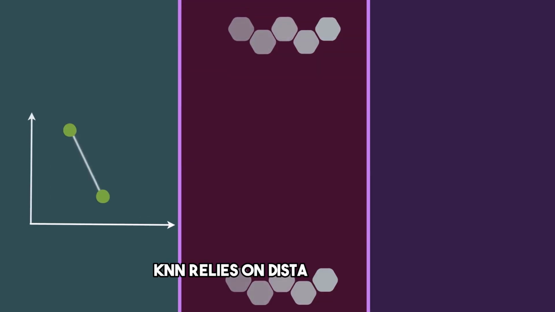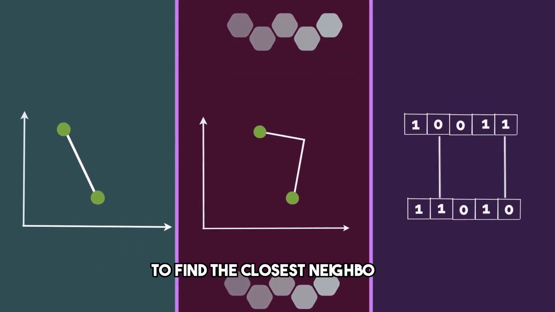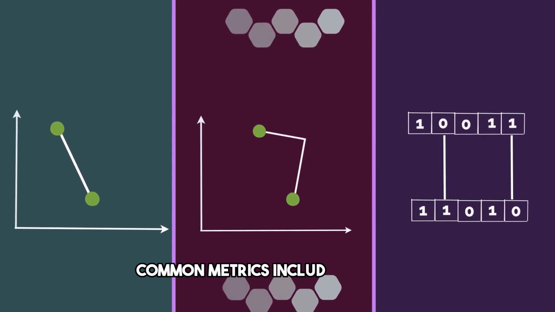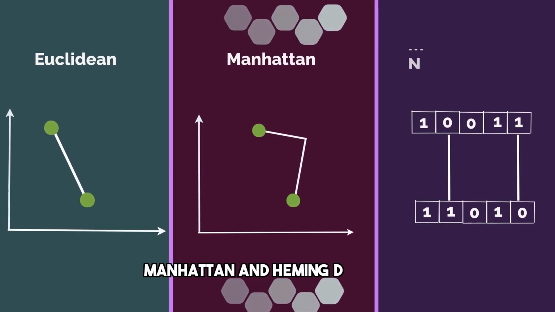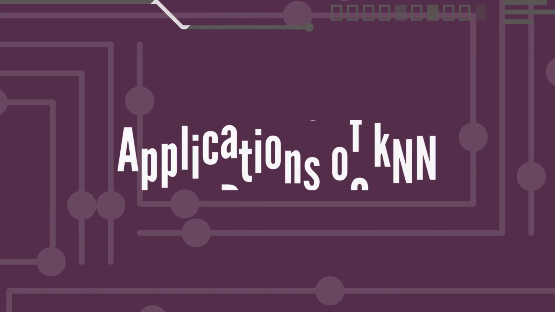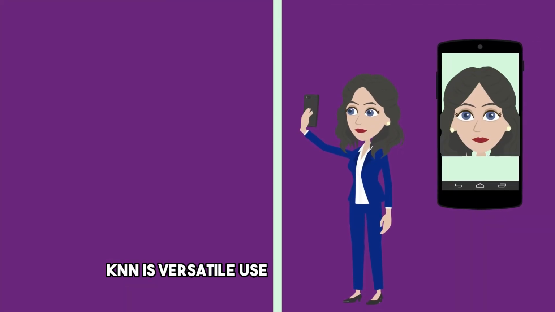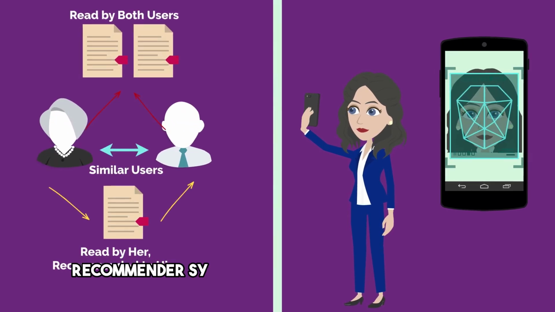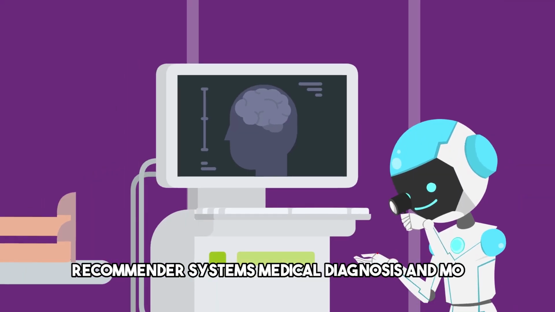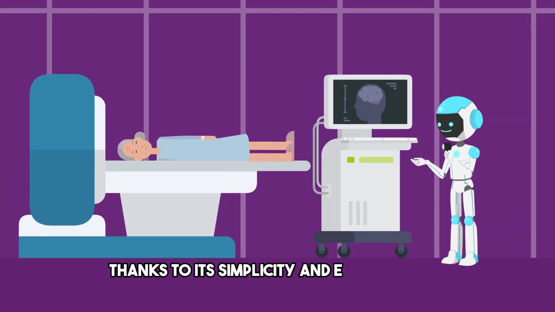KNN relies on distance metrics to find the closest neighbors. Common metrics include Euclidean, Manhattan, and Hamming distances. KNN is versatile, used in image recognition, recommender systems, medical diagnosis, and more, thanks to its simplicity and effectiveness.